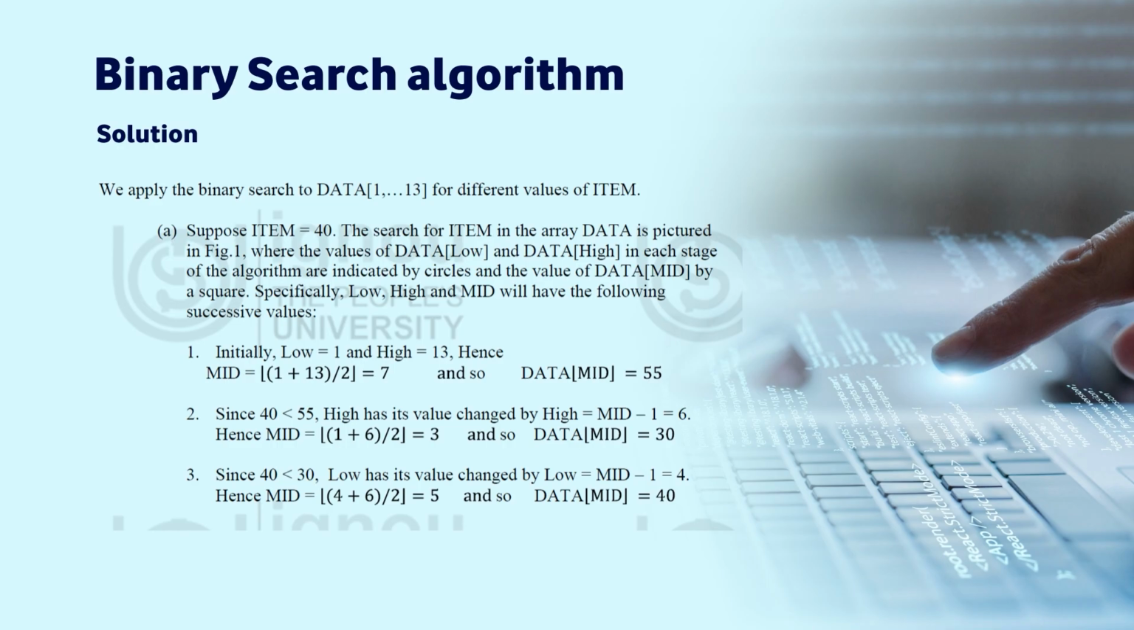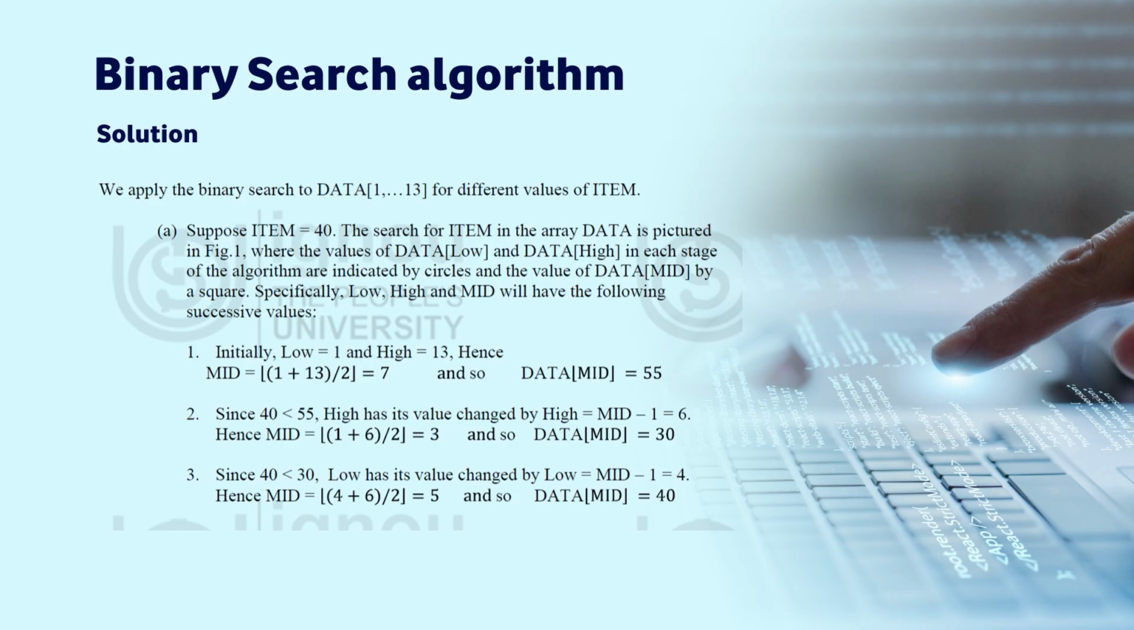First, you set low and high. The lowest index that you can find is 1 and the highest index is 13. So set low and high accordingly: low is set to 1, high is set to 13. Then you have to calculate the mid. So mid is (1 plus 13) by 2, which will be 7. So you will go towards the element at index 7.